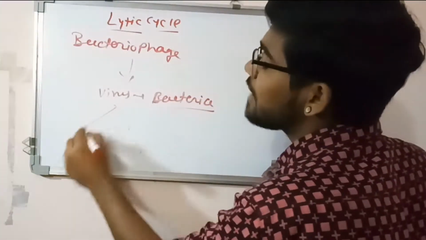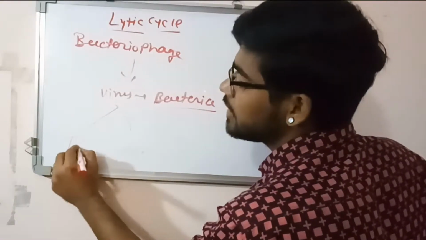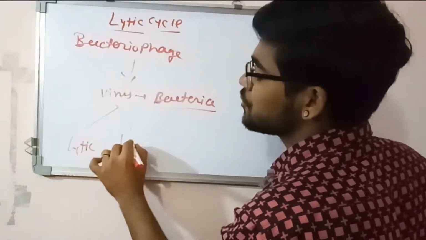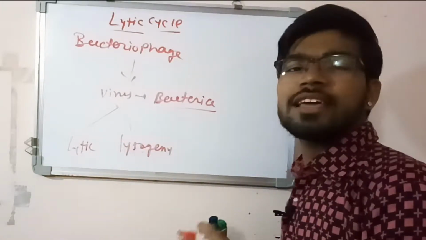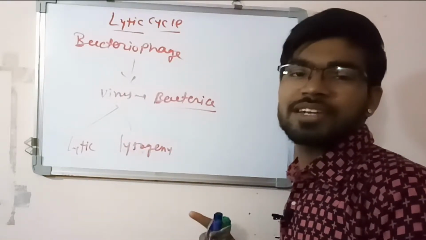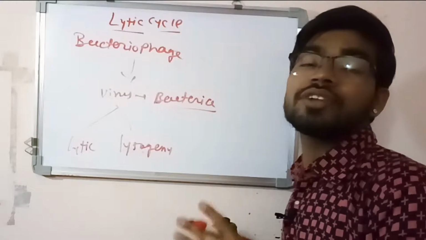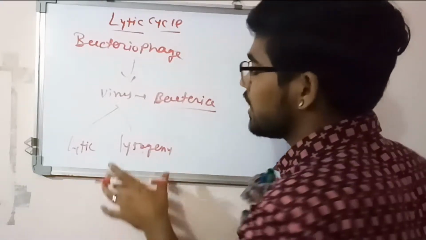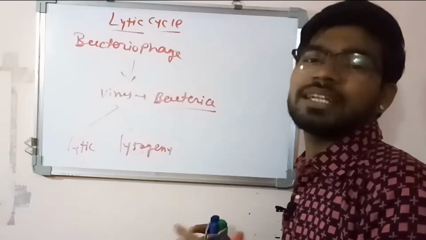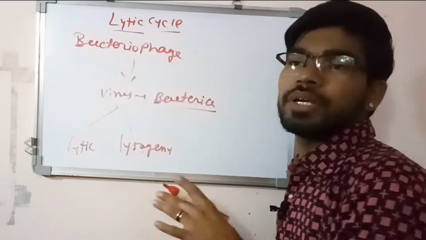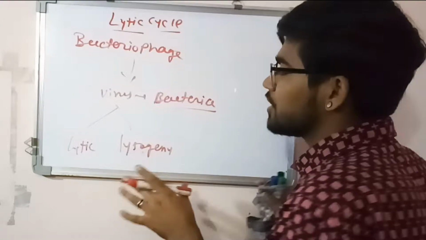It has two types of life cycles, a lytic and a lysogenic. So in the lytic cycle, at the end of the infection, it lyses the bacterial cell and releases about 200 phage particles. And in the lysogenic cycle, it does not lyse the bacterium, but it integrates its genetic material into the bacterial genetic material.